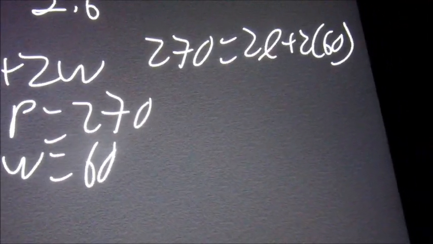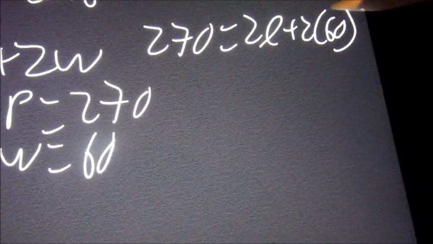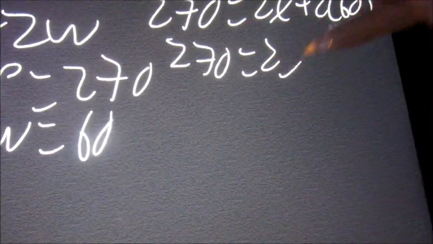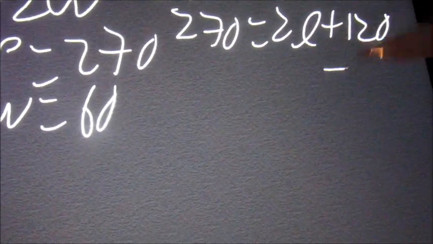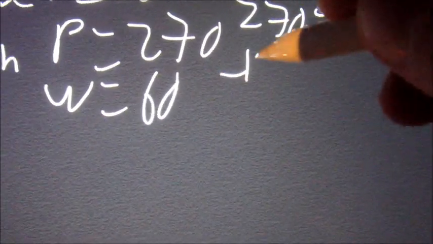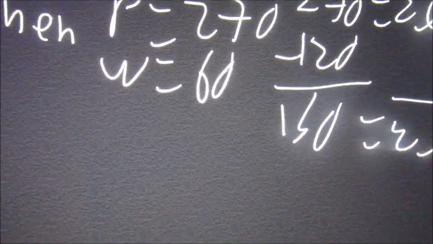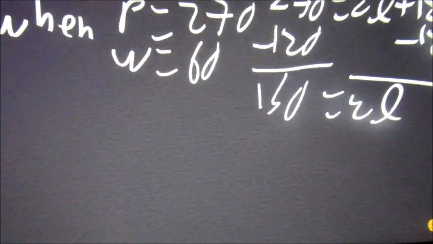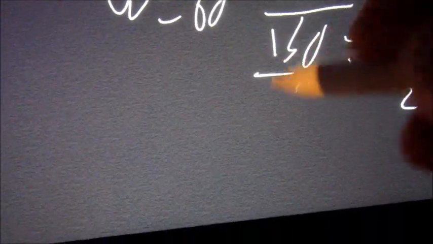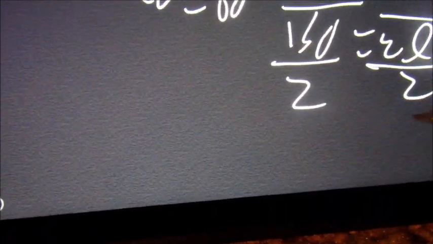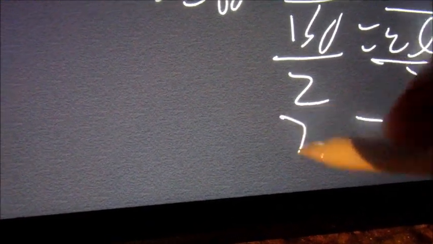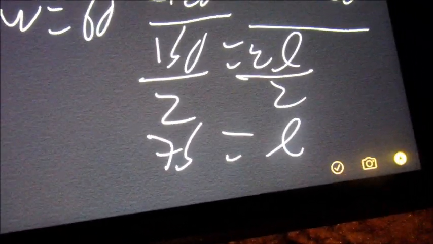So now we're going to work it like we did before. We're going to first multiply the 2 and the 60. So we have 270 equals 2L plus 120. Subtract the 120 from both sides. We're going to have 150 equals 2L. Divide both sides by 2. And we're going to get L equals 75.